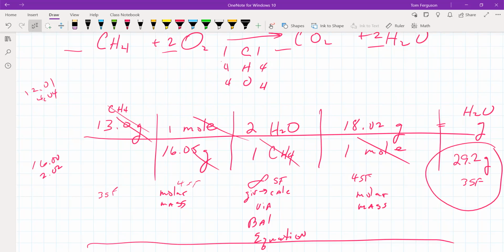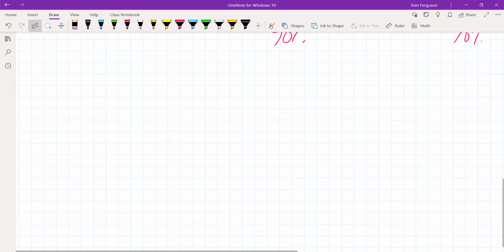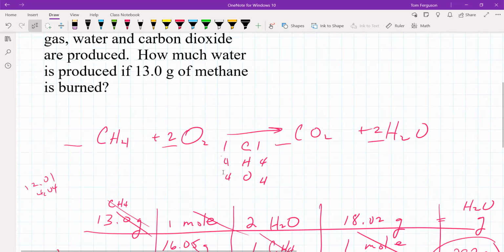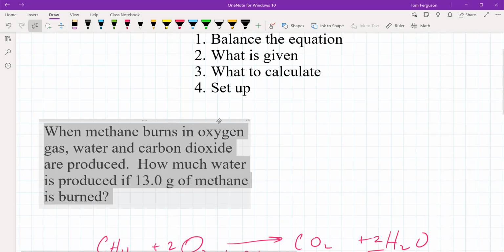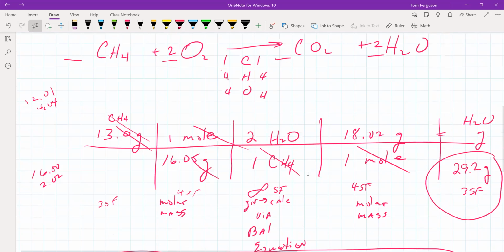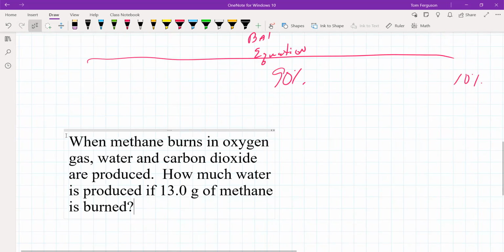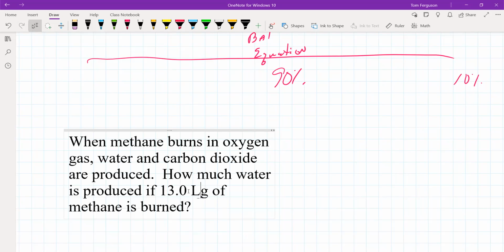Okay, so is everyone okay with what we've done so far? Theoretically, this should be a review for you. Let's do one involving, let's do the same problem, only using liters. So how many grams of water is produced if 13 liters of methane is burned?